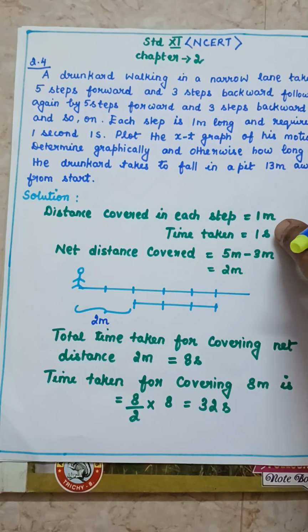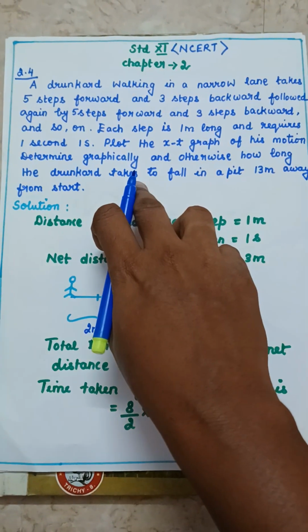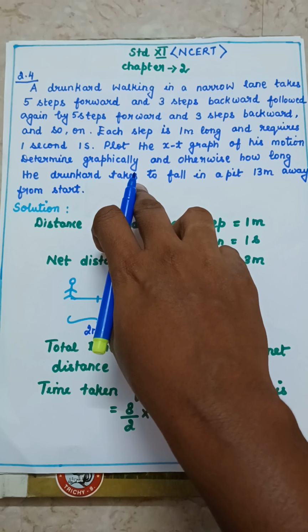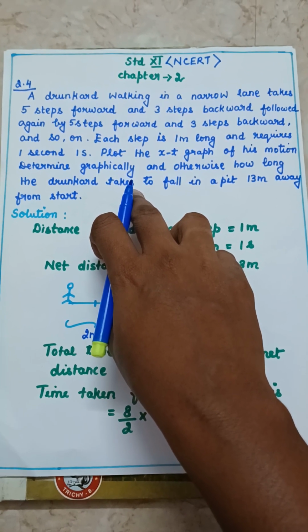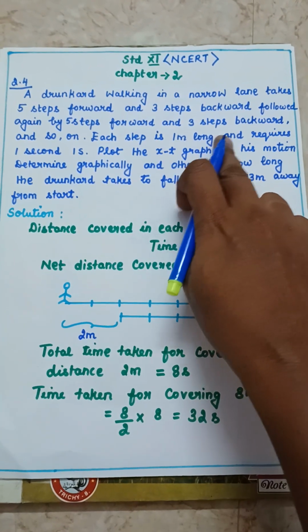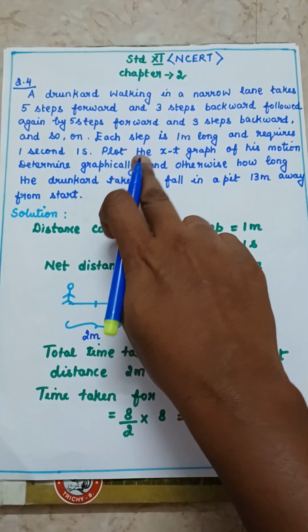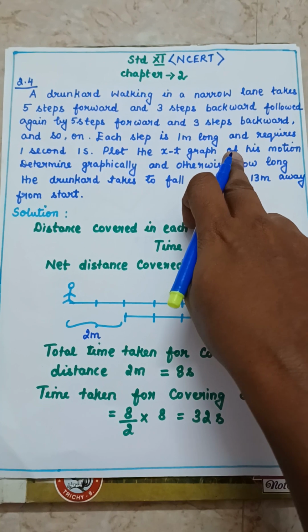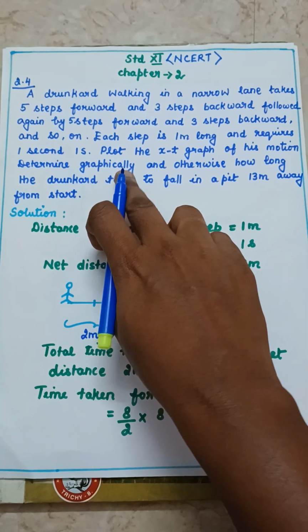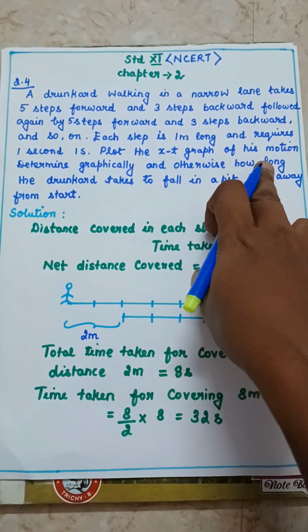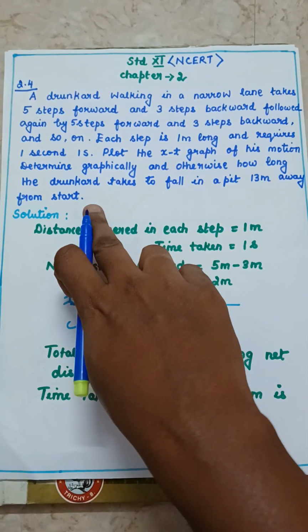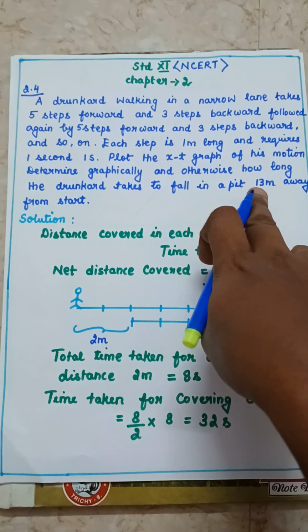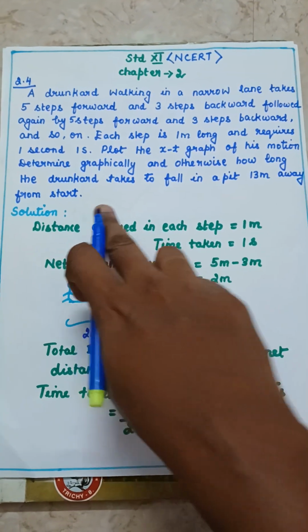So the problem is: a drunkard walking in a narrow lane takes 5 steps forward and 3 steps backward, followed again by 5 steps forward and 3 steps backward, and so on. Each step is 1 meter long and requires 1 second. Plot the x-t graph of his motion. Determine graphically and otherwise how long the drunkard takes to fall in a pit 13 meter away from start.